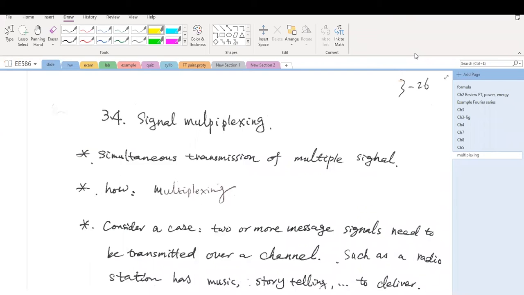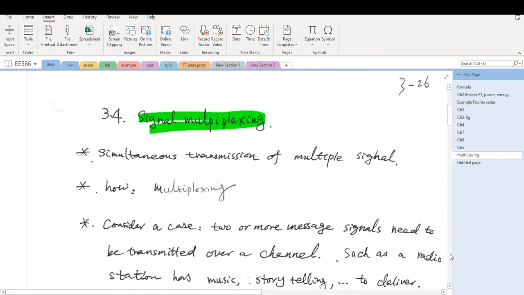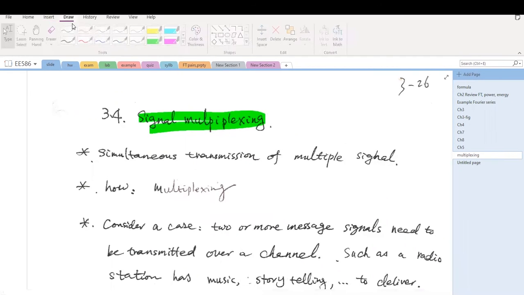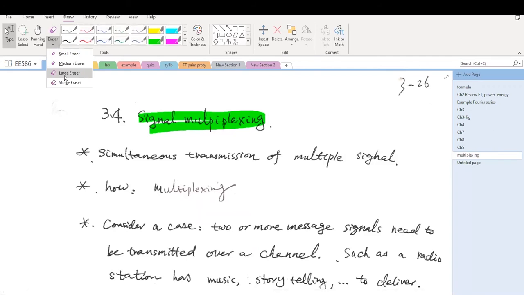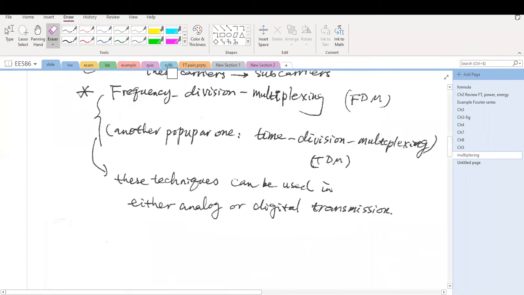In this video, we discuss signal multiplexing. Multiplexing is a technique to transmit multiple signals in one channel. Think about a radio station. It can transmit different kinds of music, jazz, country music, or some news at the same time. And how do we achieve that? That is where the technology of signal multiplexing comes from.